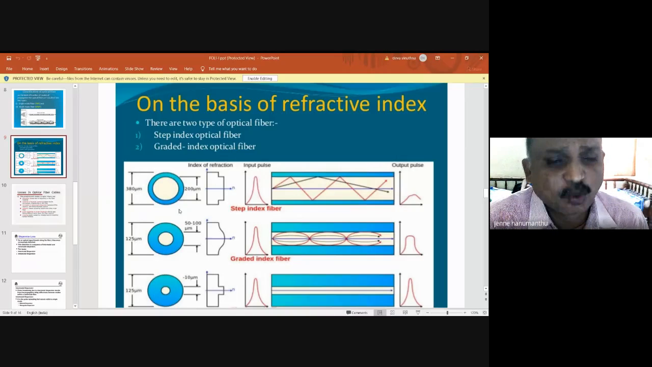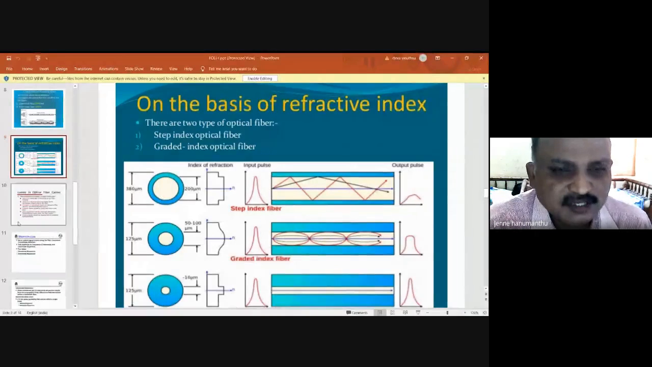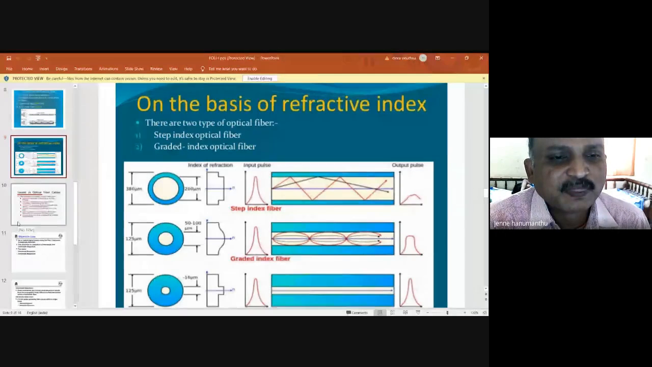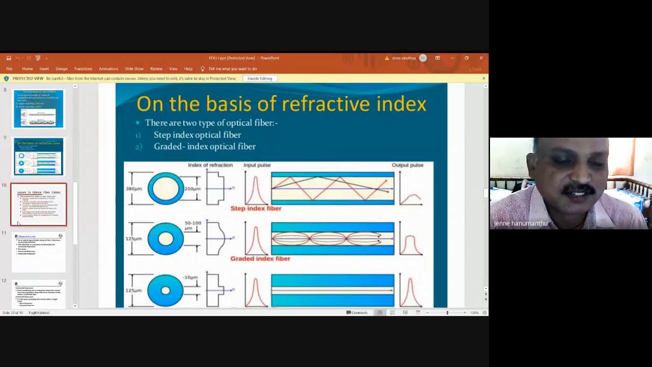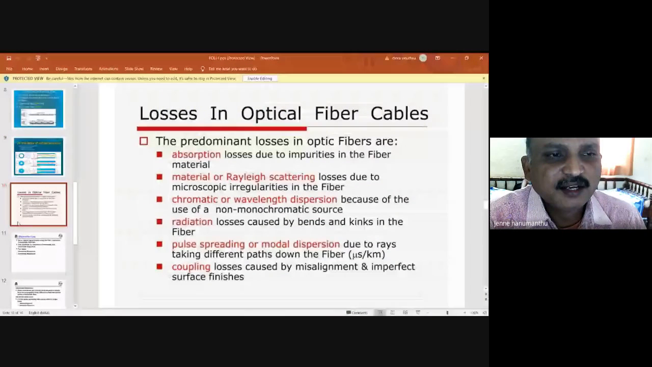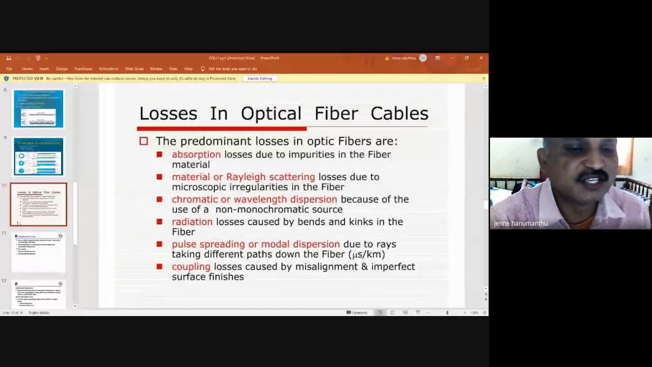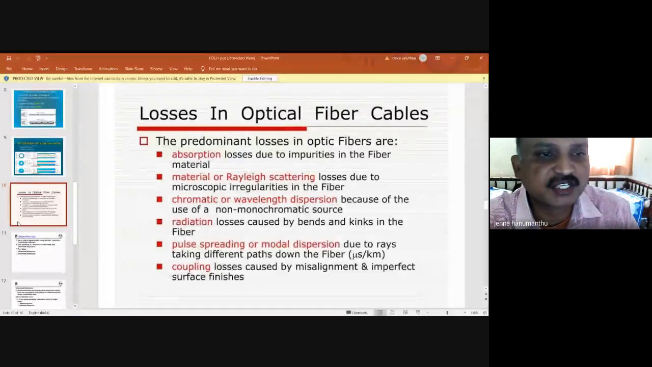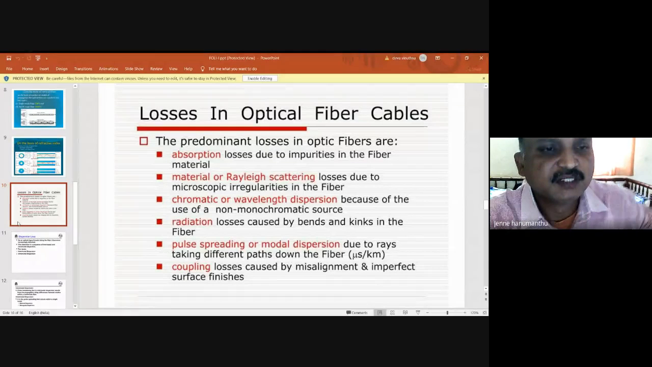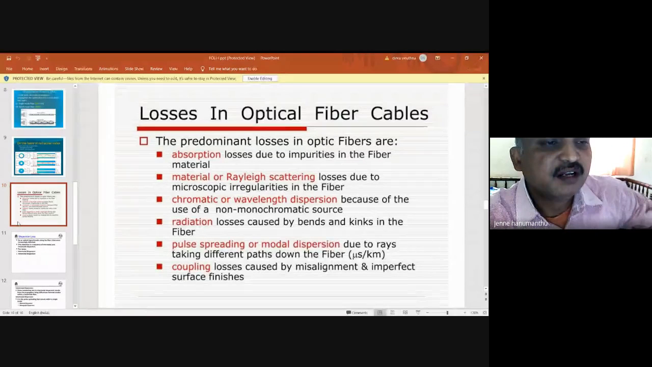Bending losses, core cladding losses, coupling losses, splicing losses, connector losses. Okay, these all come under this. You see this slide, losses in optical fiber cable. I already discussed absorption losses. These are the predominant, major losses in optical fiber.